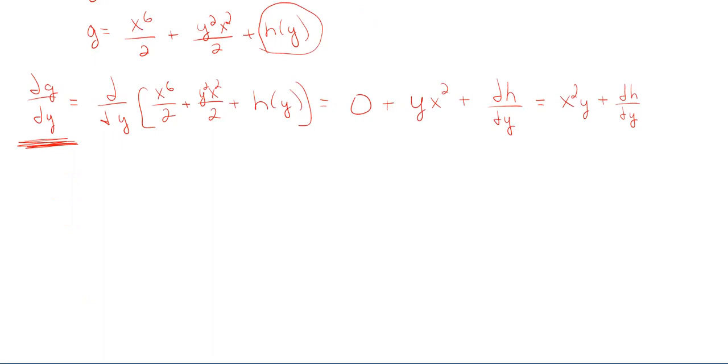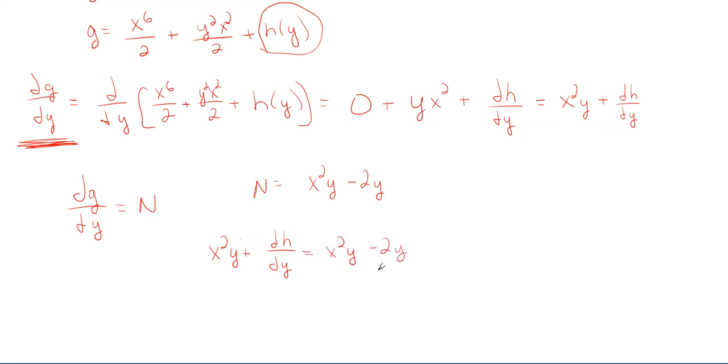All right, so let's go ahead and do that. So this right here, partial derivative of g with respect to y would be equal to n, just like the partial derivative of g with respect to x would be equal to m. All right, well, n from before is just x squared y minus 2y. So let's set these two equal to each other. So we have x squared y plus the partial derivative of h with respect to y is equal to x squared y minus 2y.